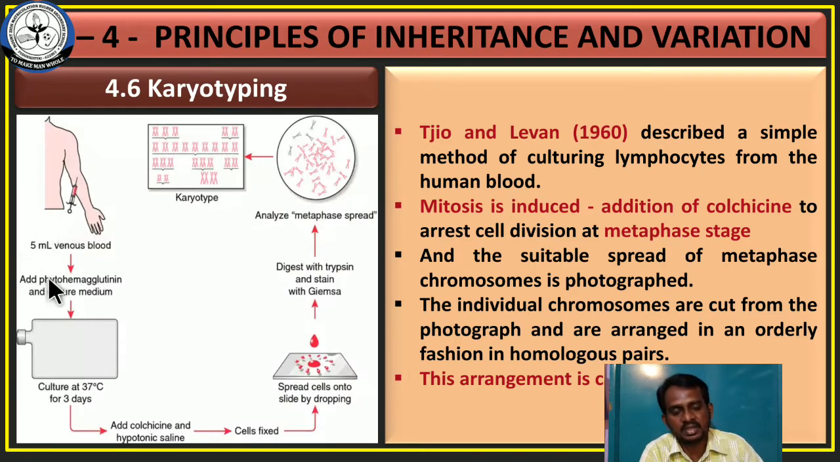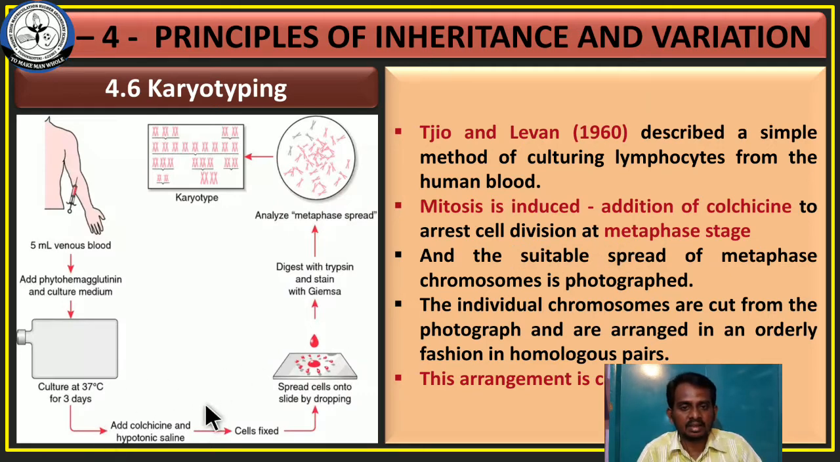What is the first step here? Isolation of blood cells from the human body. And next, the isolated cells are processed and cultured in the medium with phytohemagglutinin. Now, what is the temperature we have to maintain? 37 degrees Celsius for 3 days. After completion of this culture, we have to add colchicine. What is the use of adding colchicine? Mitosis is induced, and the colchicine arrests the cell division at the metaphase stage.